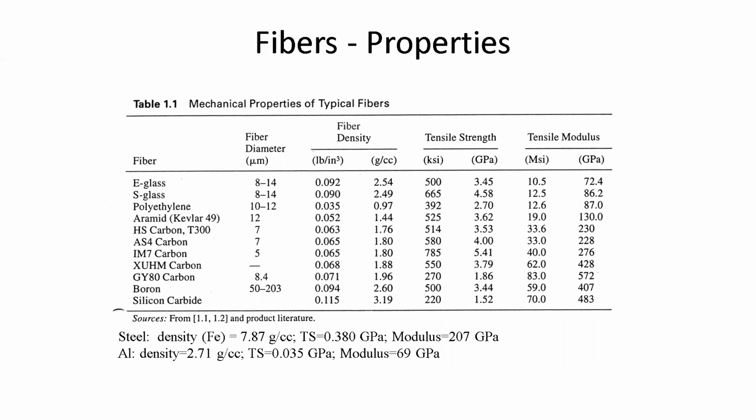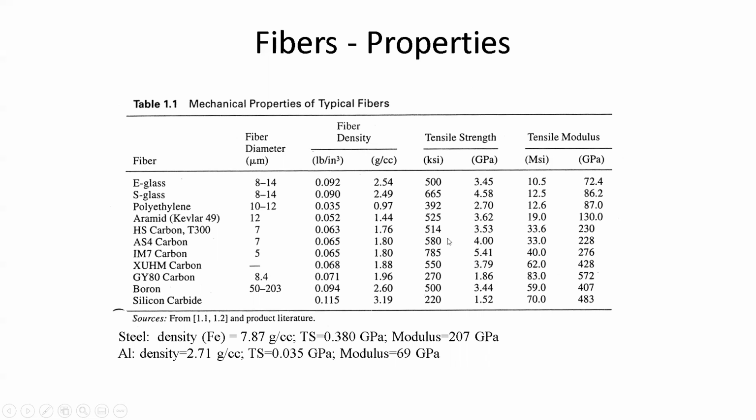You can see here, if I were to compare now these fiber systems to steel or aluminum, I have 7.87 for steel, and the highest I see here is silicon carbide, 3.19 grams per cc. And so you can see it's double the weight, and then the modulus I'm getting is not much better. We're seeing here the modulus is 483 for silicon carbide, 207 for steel. And then you can see here the tensile strength 0.38. Look at that. Look at that beauty. Everything here above 1 GPa.